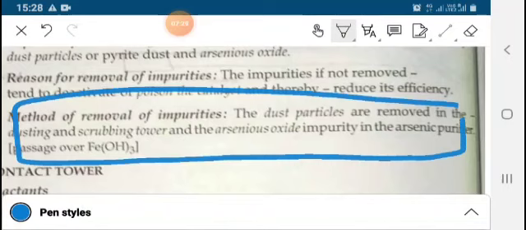So in the next video we will be discussing the properties of sulfuric acid.